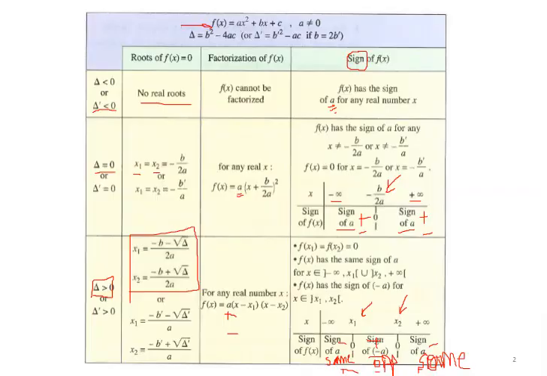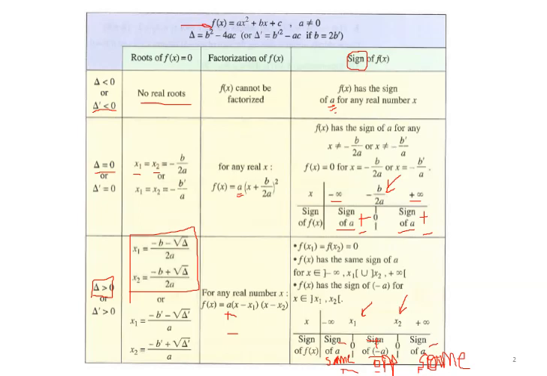If the delta of the quadratic equation is negative, then there are no real roots. In this case, f of x, the quadratic, cannot be factorized. So what will the sign be? The sign will be the same as a. What's a? It's the coefficient of the second degree.